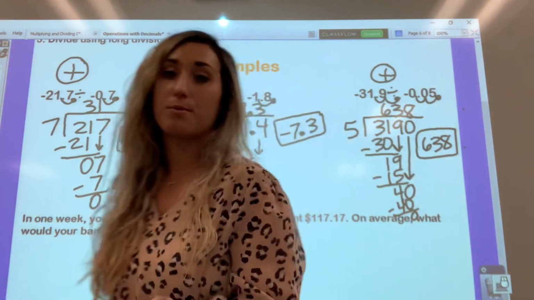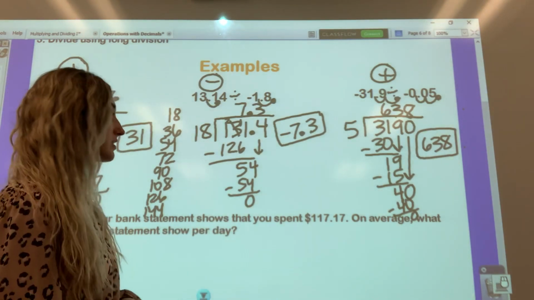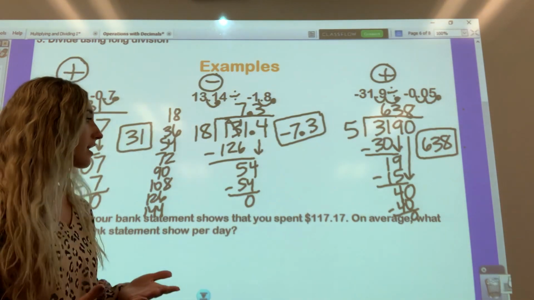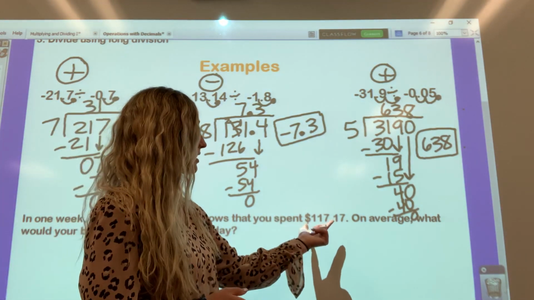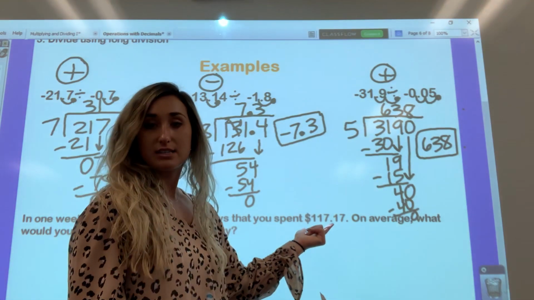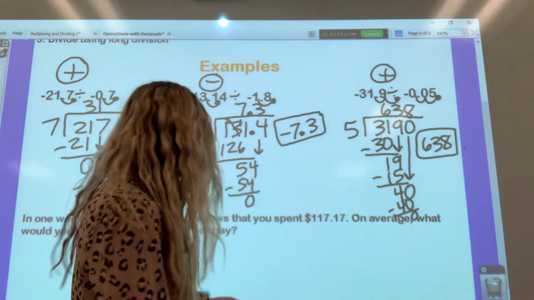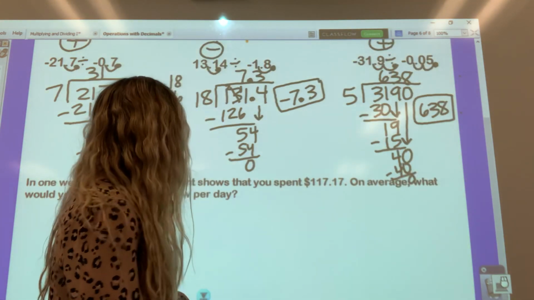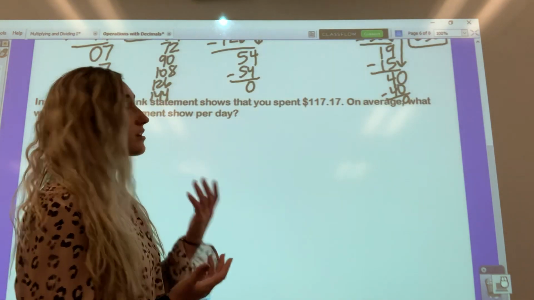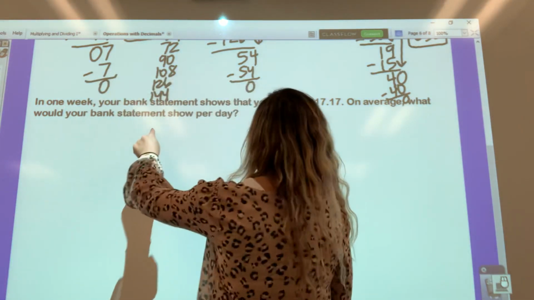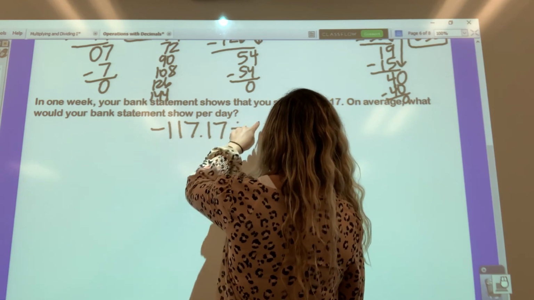Our last problem is a word problem, and it says in 1 week your bank statement shows that you spent $117.17. On average, what would your bank statement show per day? So if this is the amount that you spent in a week, well, there's 7 days in a week. If we want to figure out how much of this is per day, then divide by 7. Remember that an amount that you spend can be represented with a negative value. So our division problem that we're solving is negative 117.17 divided by 7.